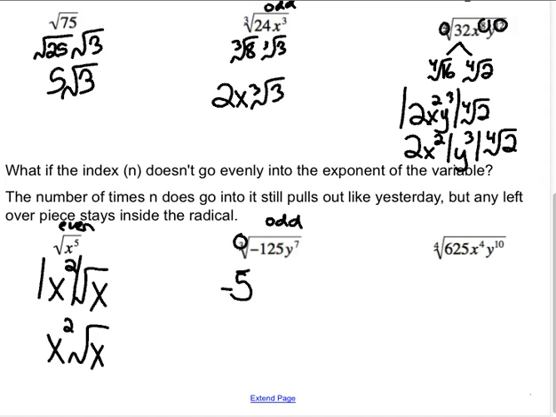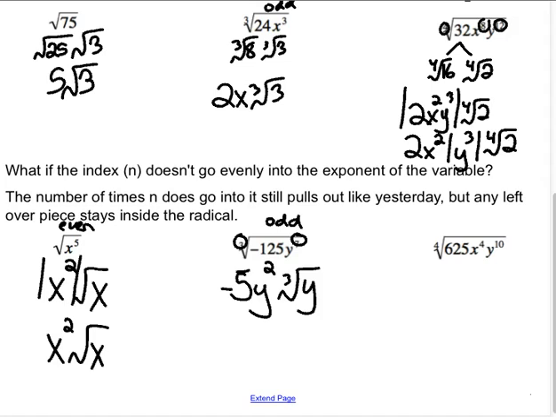Now let's take a look at this. How many times can 3 go into 7? Well, completely, 3 can go into 7 twice, right? So it's going to pull out y squared because 3 goes in there completely twice. But that only takes us up to 6. So that means we have 1 more to get us up to 7, 1 more that can't pull out. And so that 1 is still going to be stuck inside the radical. And again, in this case, because we're dealing with an odd index, it means we don't have to be concerned with absolute values.